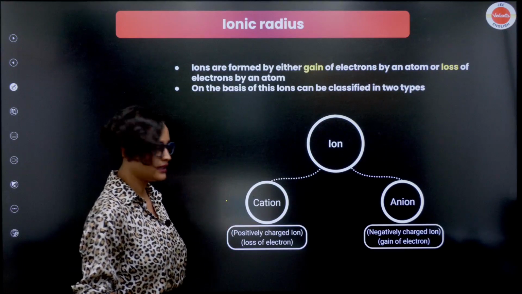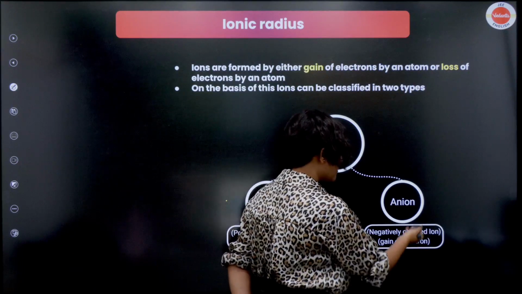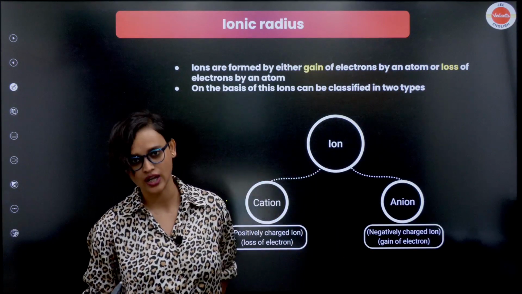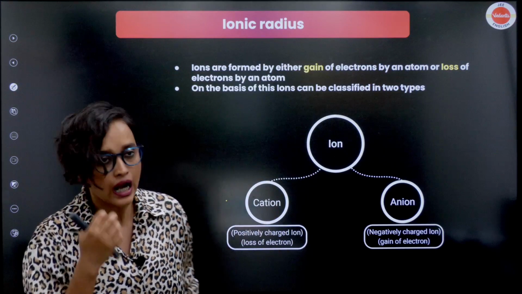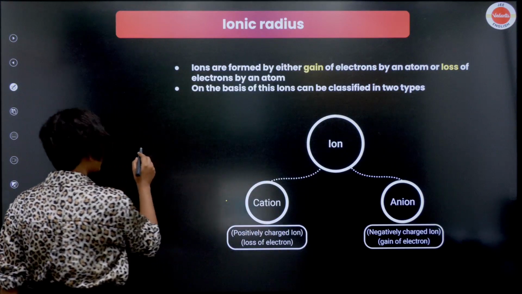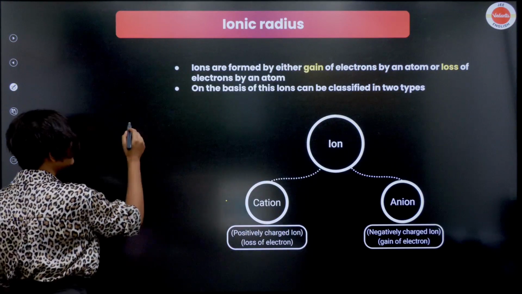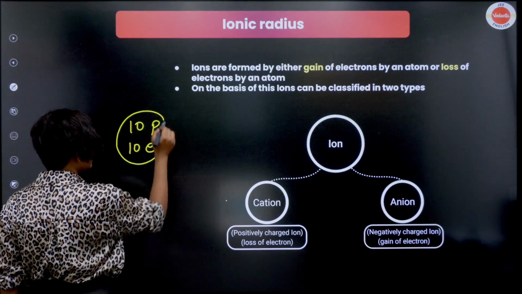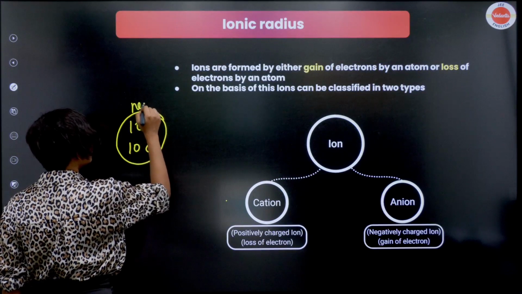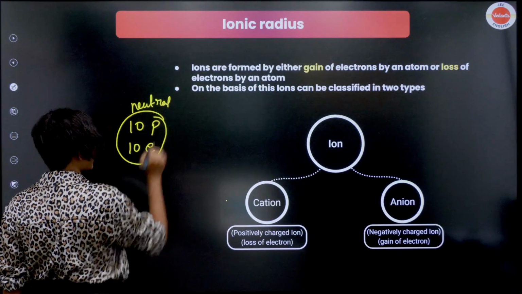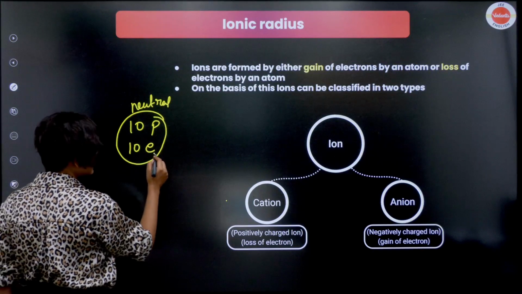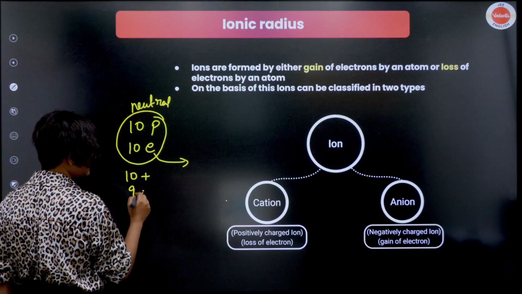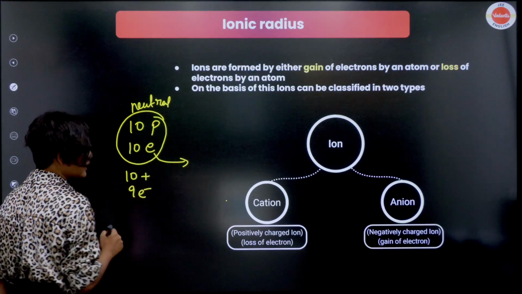Now if you have gained, what happens? You get more negative charges. Understand it this way, everybody. If in an atom there are, let's say, 10 protons and 10 electrons, to maintain neutrality, this is a neutral atom. Now from here, if I take away one electron, then there are 10 positive charges and 9 negative charges.